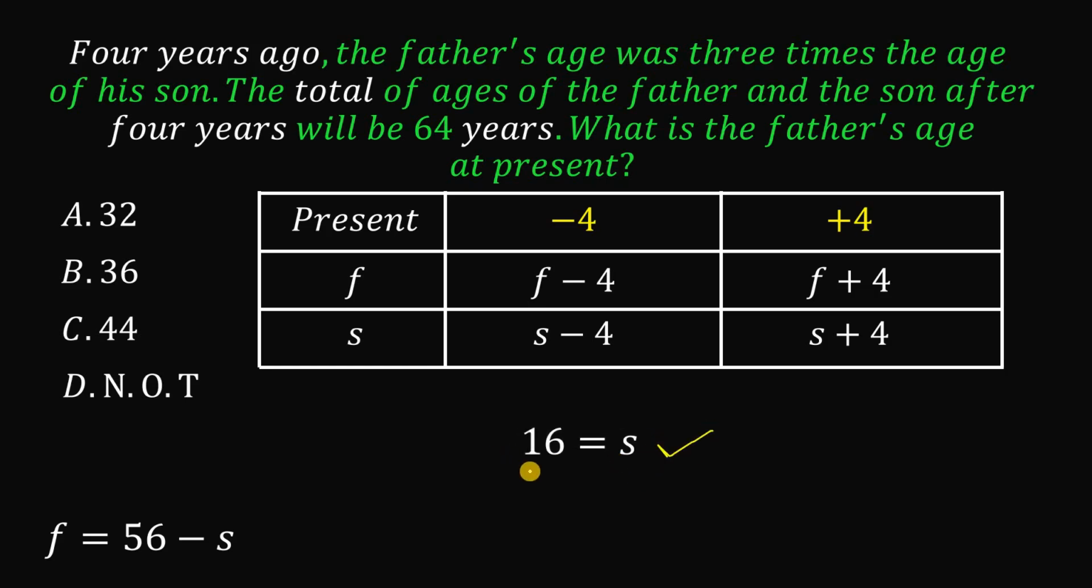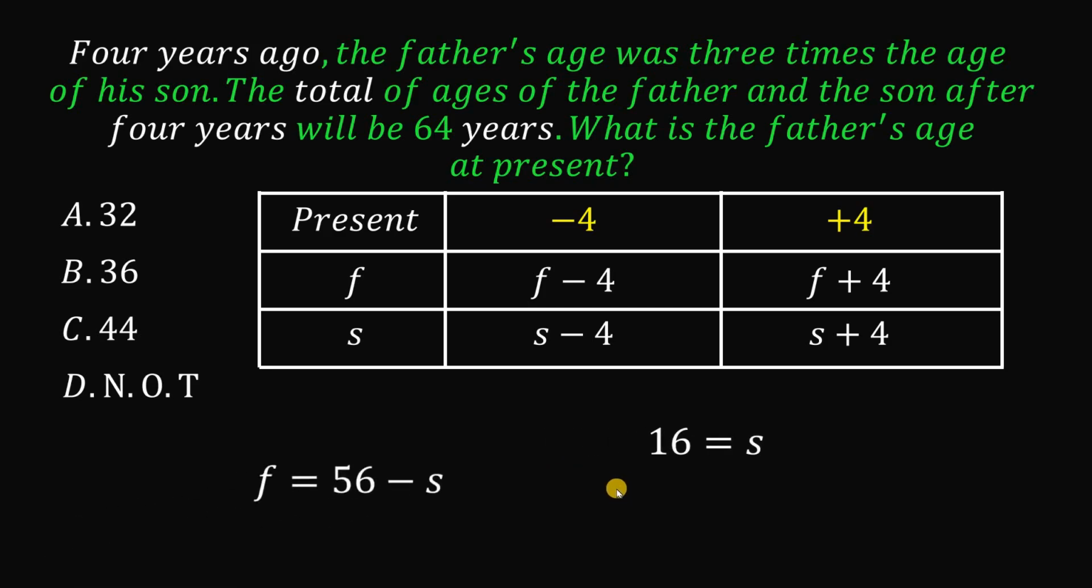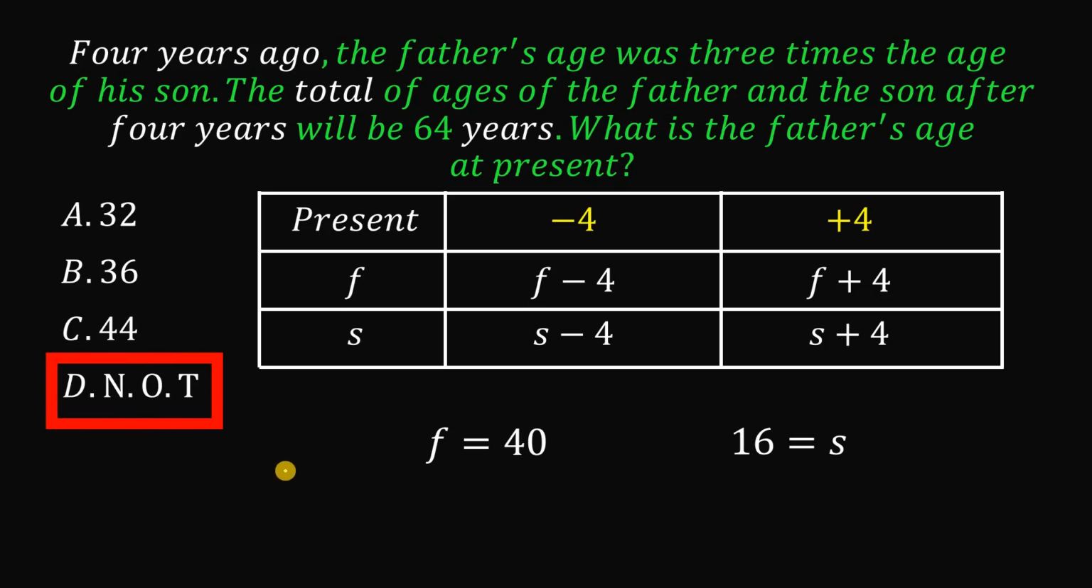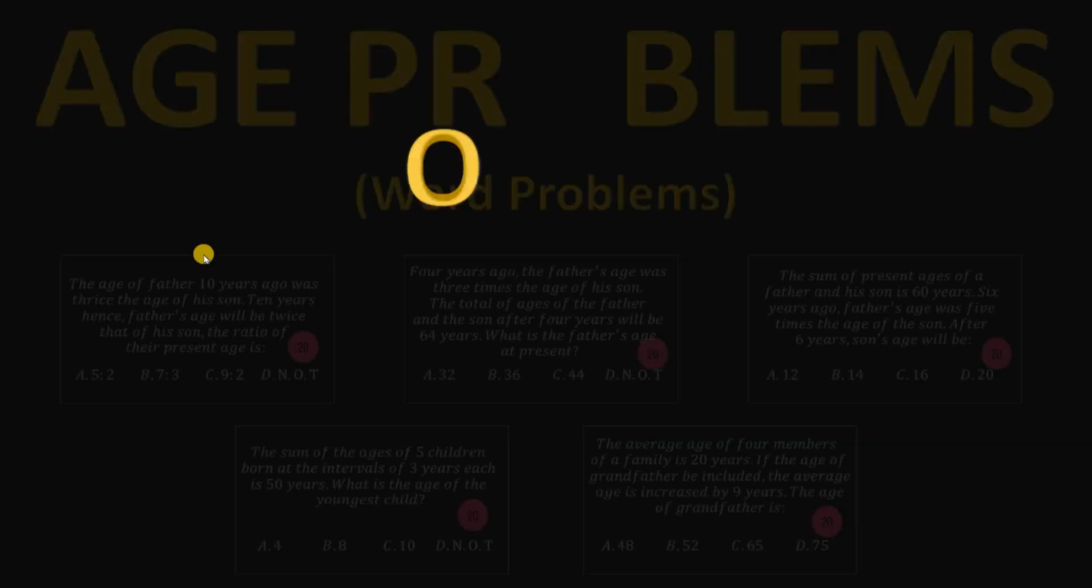Now, the present age of the son is simply equal to 16. So, how about the father? So, let's replace this S with 16. Now, 56 minus 16, and the age of the father simply equals 40 years old. Now, the question, what is the father's age at present? Therefore, the answer is 40. And our answer is letter D, none of these. Alright, so let's have the third problem.